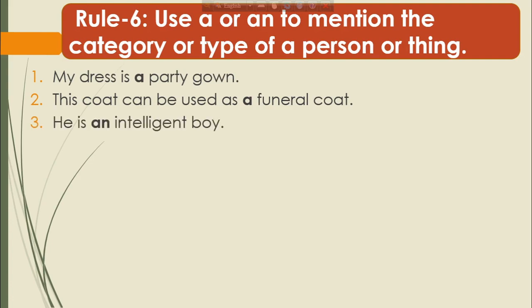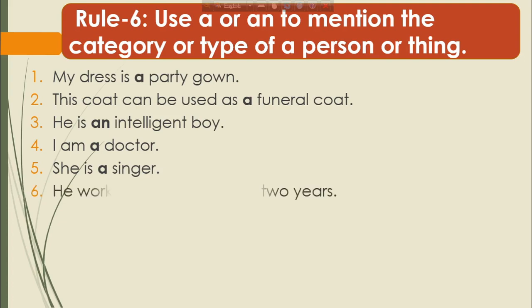He is an intelligent boy. So here we are mentioning the type of the boy. He is an intelligent boy. When we say I am a doctor, here we are also speaking about the type of a person. When we say she is a singer, here also we are describing the type of the person. When we say he worked as a teacher for 2 years, here also we are mentioning the category or type of the person.